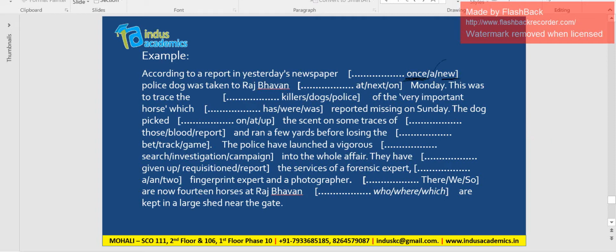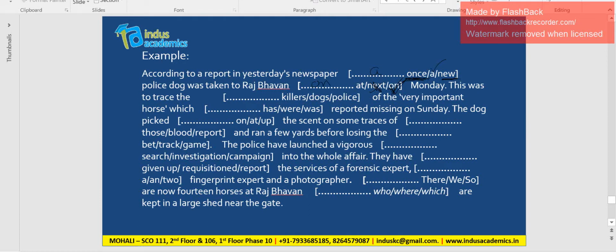According to a report in yesterday's newspaper, a police dog was taken to Raj Bhavan at Monday, next Monday, on Monday. Now, next Monday is incorrect because, as you can see in the earlier sentence, it is yesterday. So, was taken to Raj Bhavan at Monday, on Monday. On is the correct word, at is grammatically incorrect. So, we'll write: according to a report in yesterday's newspaper, a police dog was taken to Raj Bhavan on Monday.